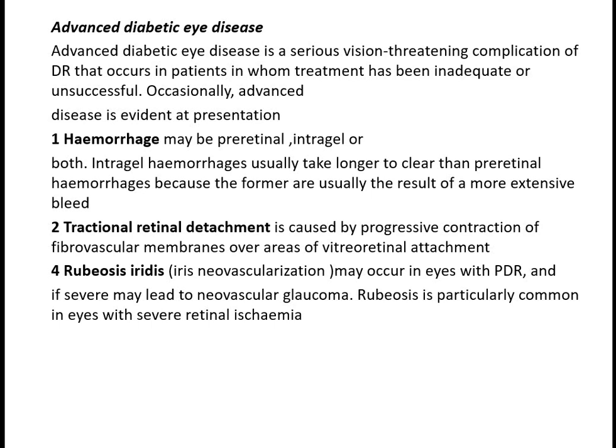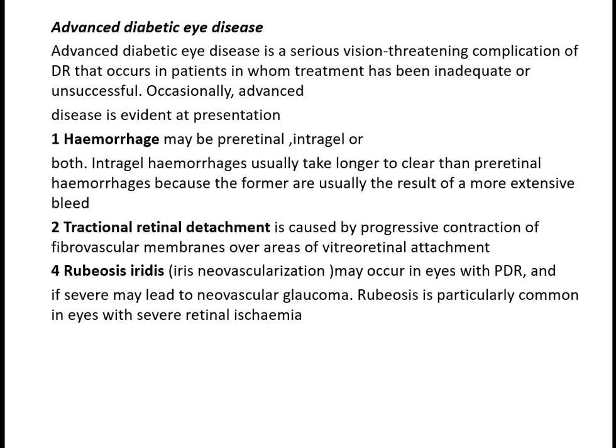اما pre-retinal hemorrhage يعني هذا الهemorrhage راح يصير in front of the retina. Intraocular يعني نقصد انه in the vitreous داخل ال vitreous cavity او both. Intraocular hemorrhage usually take longer to clear than pre-retinal hemorrhage because the former are usually the result of more extensive bleeding. يعني intraocular hemorrhage more extensive and difficult to be treated.